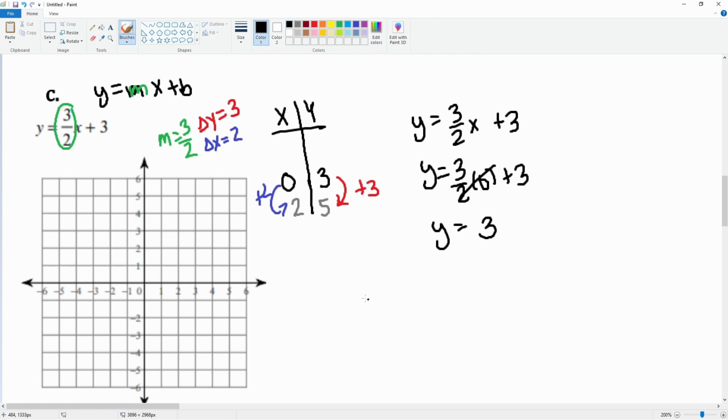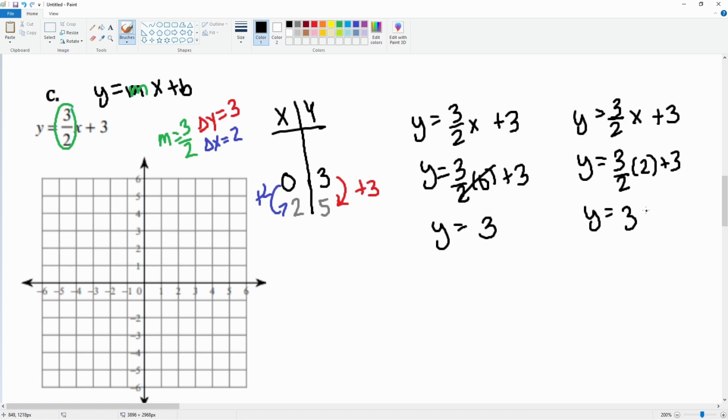Let's just double check, okay? Y is equal to 3 over 2x plus 3. All right, let's just double check our numbers. We plug in a 2 in for the x. If you do this, this is 6 over 2, which just simplifies to the number 3, plus 3. Y is equal to 6. I think I screwed up here.